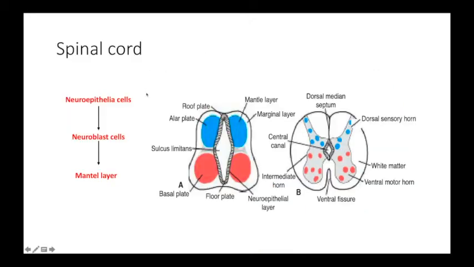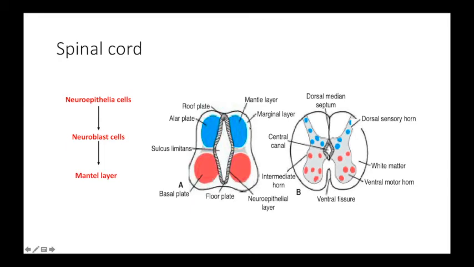Once the neural tube is completely closed, the neuroepithelial cells begin to give rise to another cell type, the primitive nerve cells, or the neuroblast cells. They form the mantle layer, a zone around the neuroepithelial cells. The mantle layer forms the gray matter of the spinal cord.